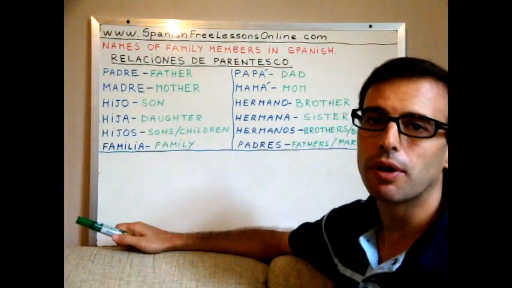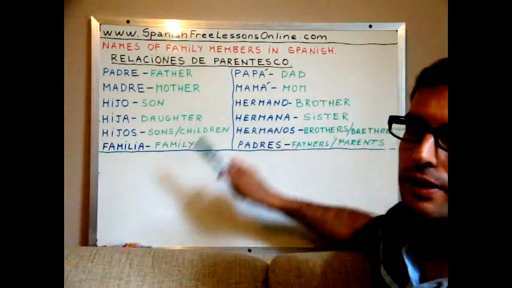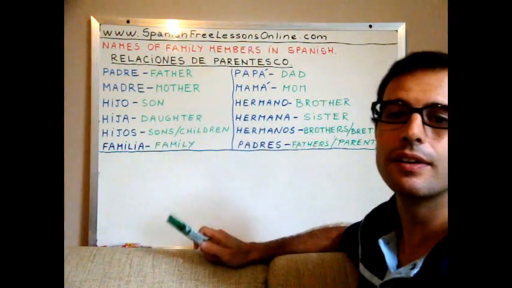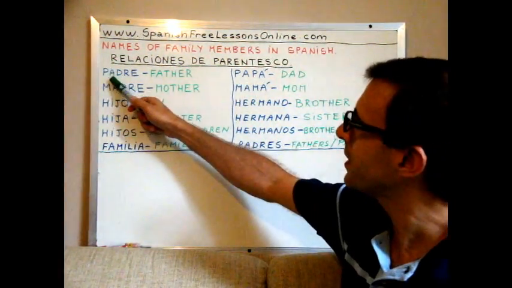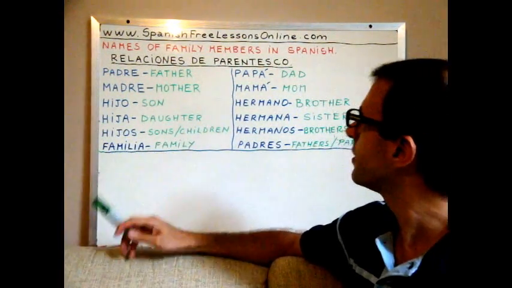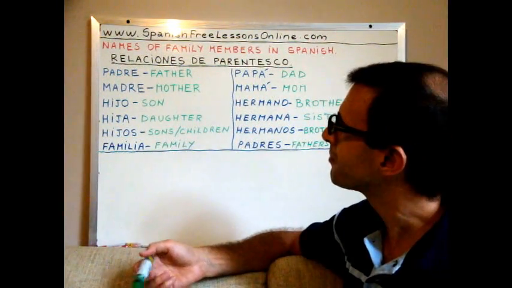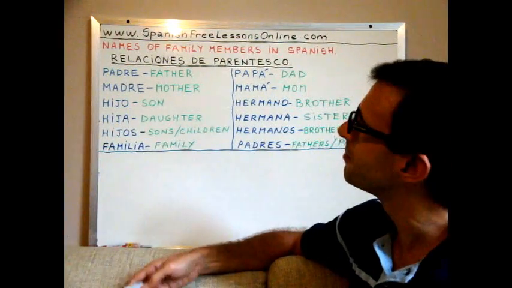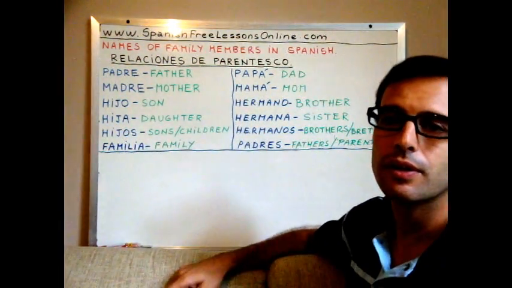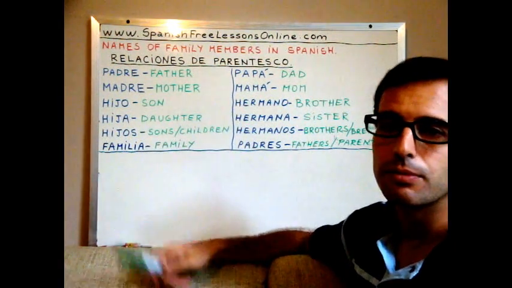Madre is mother, madre. Later, papá is dad, papá. And mamá is mom. So padre would be the more formal word, right? And papá or dad is more colloquial and familiar. Madre and mamá, also synonyms, but madre is more formal, mamá is more familiar.